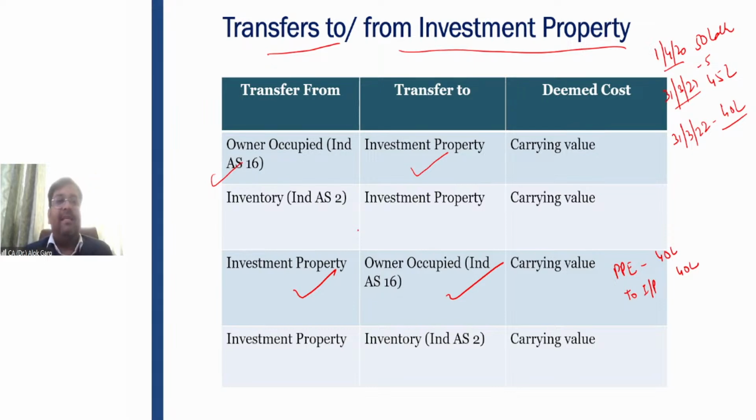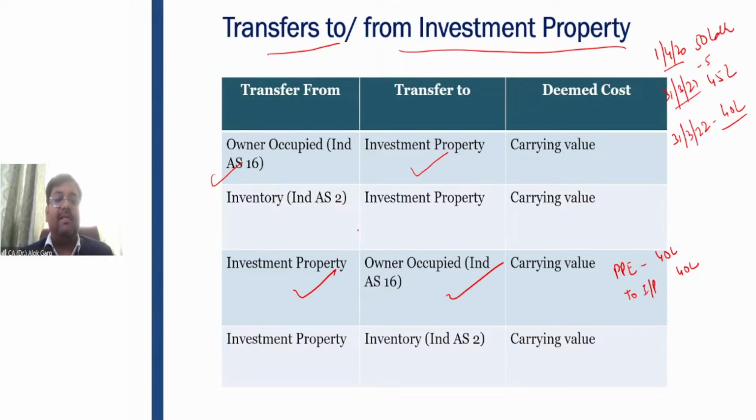Now the same question arises. On 1st April 2020, the company has purchased a building for 50 lakh rupees, right? Till 31st March 22, the company has used that building for business purposes. From 1st April 22, the company wants to lease out this building. So what is the opening value of investment property in this case? The standard says that the closing value, or the carrying value, of the PP on the date of change of use will be the opening value of the investment property, right?